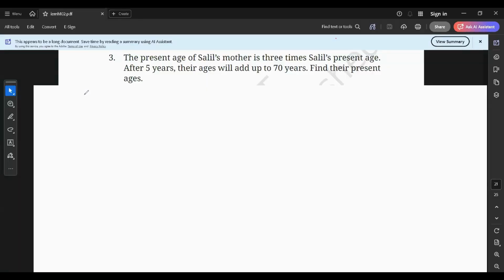Question number 3. The present age of Salil's mother is 3 times Salil's present age. So we will pick out the last word that is written, Salil's present age. So we will take it as x. Let Salil's present age be equal to x years.